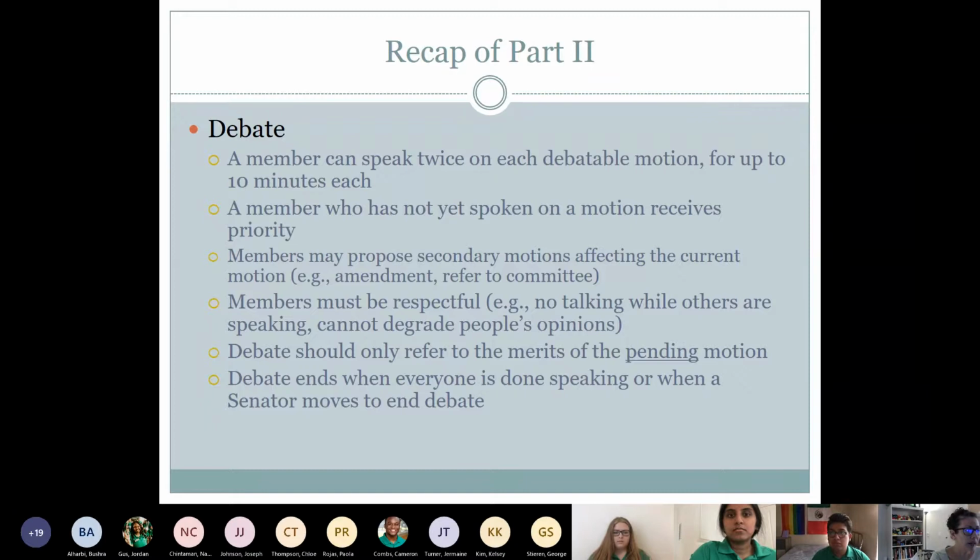You've got to be respectful the whole time, so you can't talk while others are talking, be paying attention, and you can't degrade people's opinions. You're debating the point, not the person. Debate should only refer to the merits of the current pending motion, and we're going to talk about the complexity of that today. And then the final point is debate ends when everybody's done speaking or when a senator moves to end debate, which then moves the Senate immediately into voting. Okay, so this is what we're talking about today.